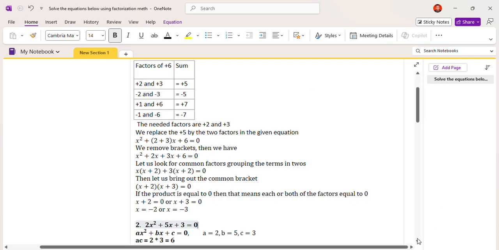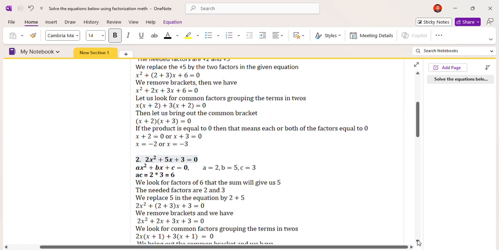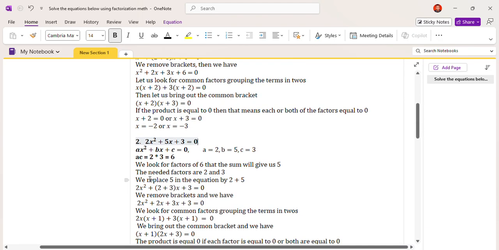So we replace again. After getting the factors, the needed factors are 2 and 3. And when I say 2 and 3, you should understand that it's plus 2 and plus 3. So we replace 5 in the equation by 2 and 3. So we have 2x squared plus, instead of 5x, we write 2x plus 3x plus 3 equals to 0.